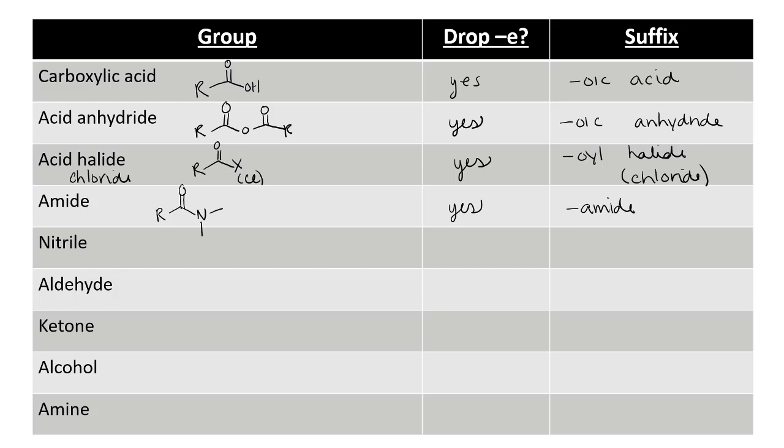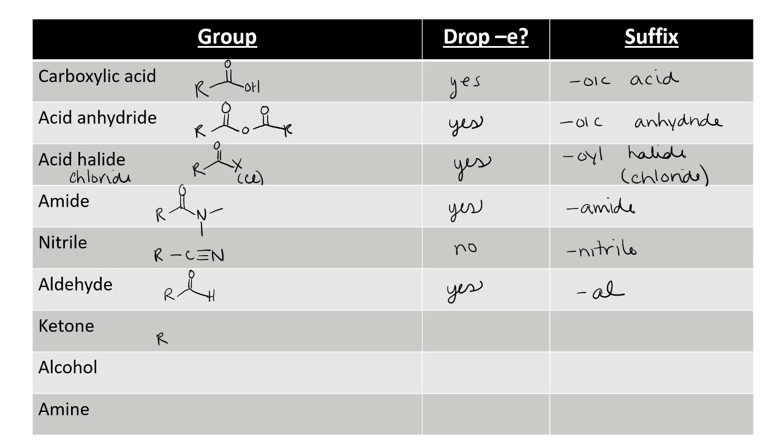The nitrile is where we have our carbon that is going to be triply bound to a nitrogen. For the nitrile, we are not going to be dropping the E ending because the suffix becomes nitrile. Since we'll have two consonants side by side if we drop the E, we will not drop the E for this functionality. The aldehyde is where we have our carbonyl, and our carbonyl is attached to a hydrogen. We will be back to dropping the E on our parent chain, and the ending becomes al.